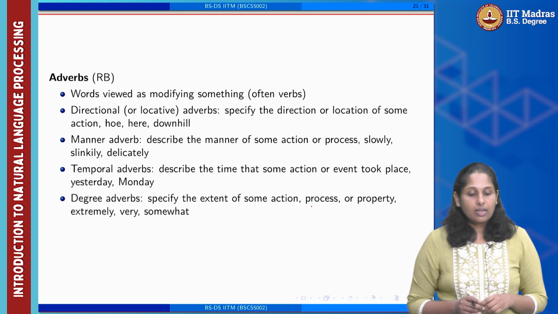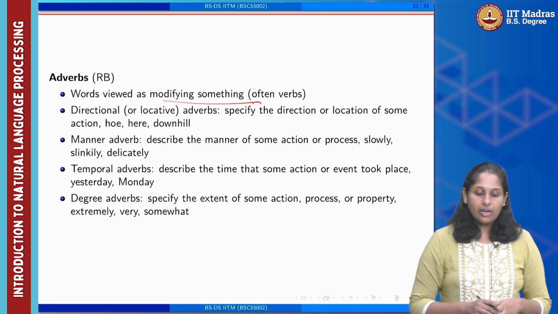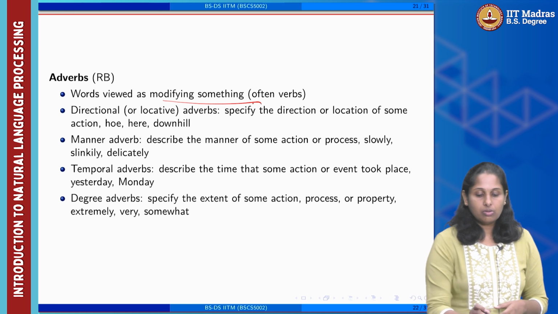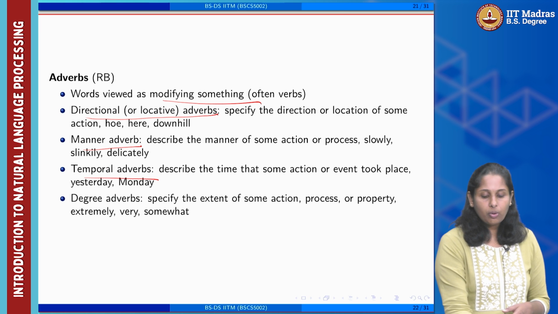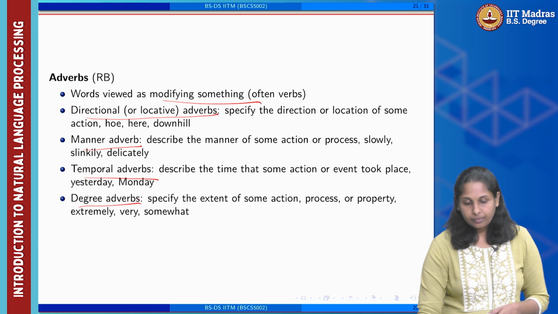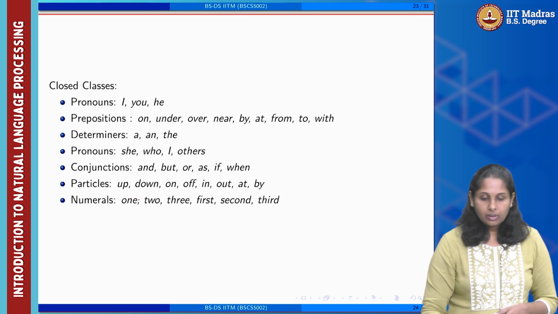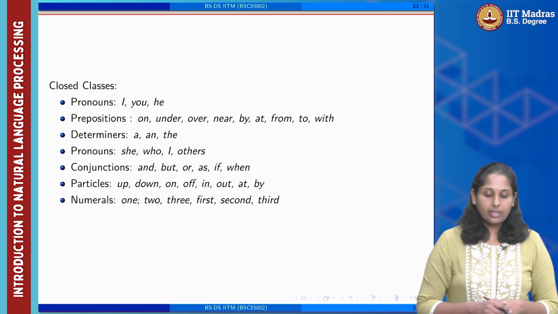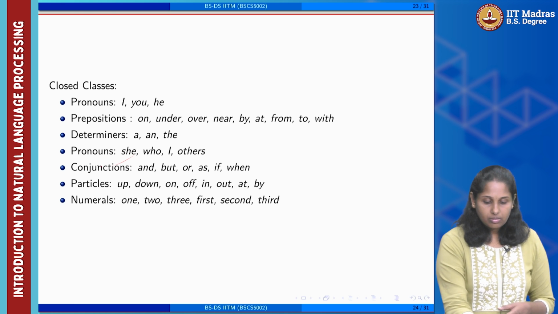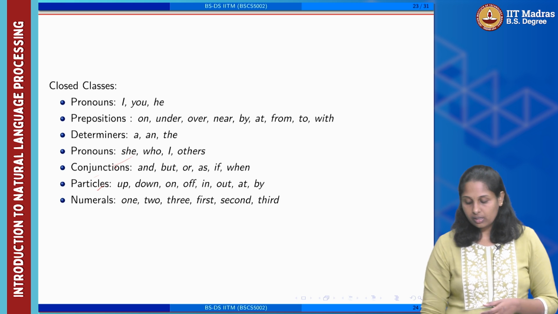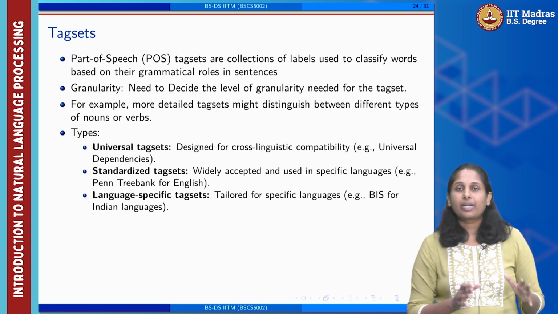Another category is called an adverb, which modifies verbs, and again there are different kinds of adverbs. Some are directional, some are manner, some are temporal, some are degree. Okay. And the other closed class categories are pronouns, prepositions, determiners, conjunctions, particles, numerals, and the like. Now, we do have multiple categories in hand.